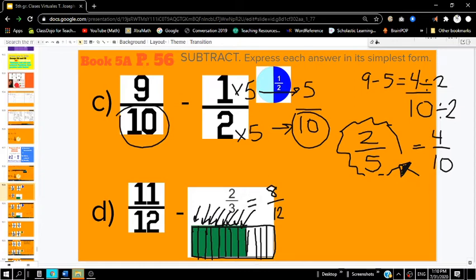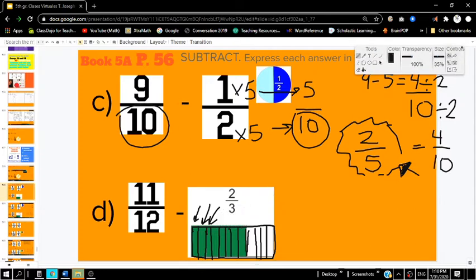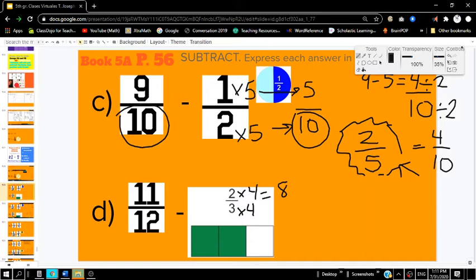There's another way I could solve that if I really wanted to. I could multiply both the numerator and the denominator by the same number. So for example, I could multiply 3 times 4 and 2 times 4. 2 times 4 is 8, and 3 times 4 is 12. All right, now I have the same denominator, 12ths, for both of my fractions. Question, what is 11 minus 8? It's 3.